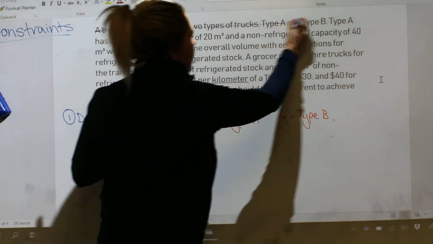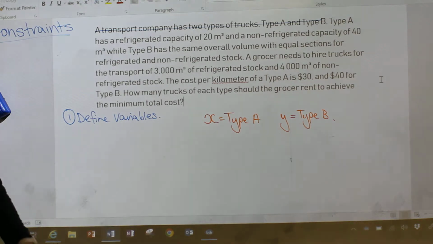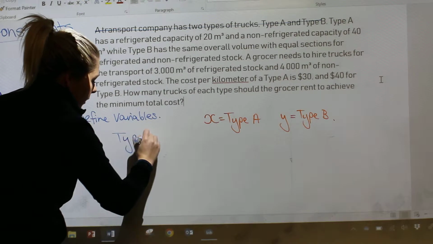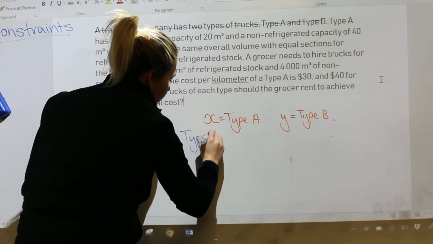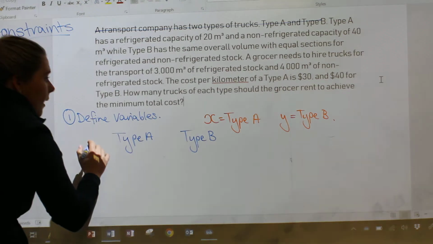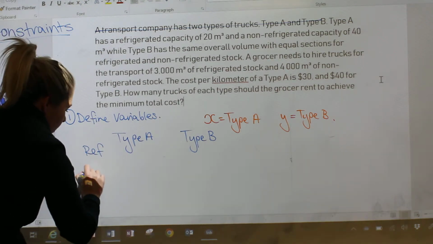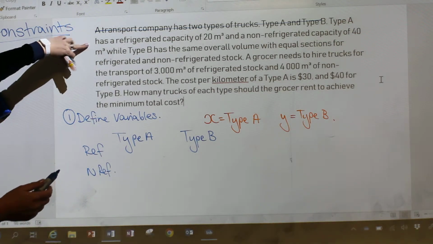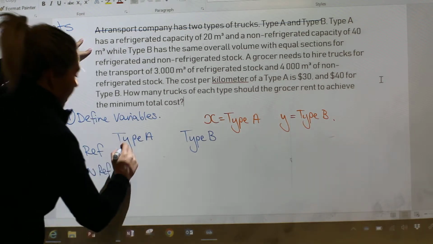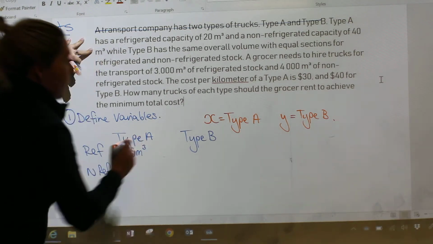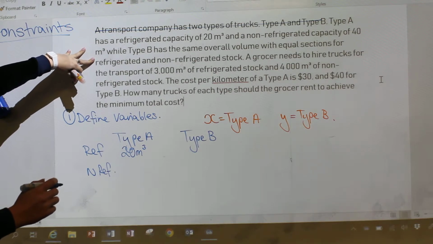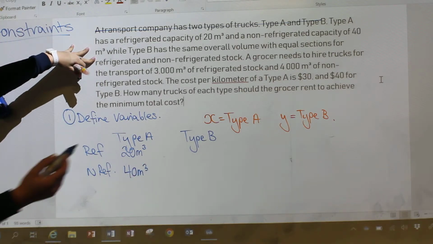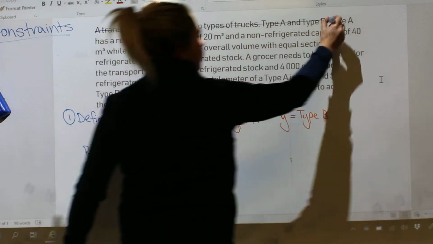As we are addressing the information in the question, we're going to cross it off. I'm going to set this up as a bit of a table. So type A, type B, refrigerated, non-refrigerated, just to put all this information in a table. Type A has a refrigerated capacity of 20 metres cubed, so 20 metres cubed goes in there, and a non-refrigerated capacity of 40 metres cubed, so 40 metres cubed goes in there. I have just addressed all this here.